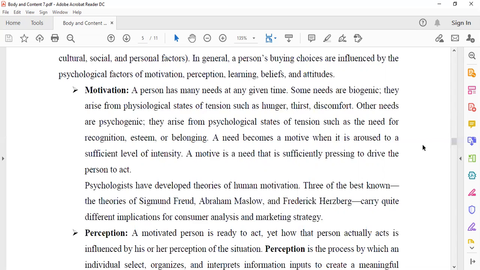So much that this becomes a motive for the action or the behavior. So a need becomes a motive when it is aroused to a sufficient level of intensity. And a motive is a need that is sufficiently pressing to drive the person to act. It needs to be enough to get the person to do something, to make a move.